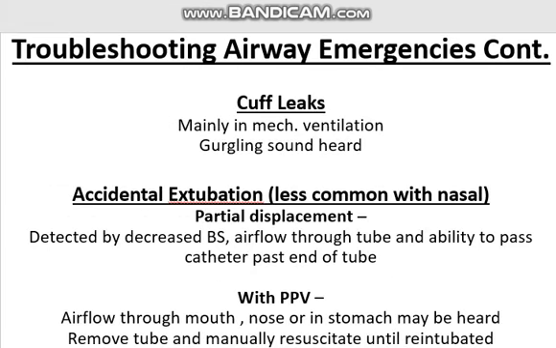Troubleshooting airway emergencies continued. Cuff leaks occur mainly in mechanical ventilation, in which case a gurgling sound can be heard. Accidental extubation, which is less common with nasal intubation. Partial displacement is detected by decreased breath sounds, airflow through the tube and ability to pass the catheter past the end of the tube. With PPV, airflow through the mouth, nose or in the stomach may be heard. In which case remove the tube and manually resuscitate until reintubated.